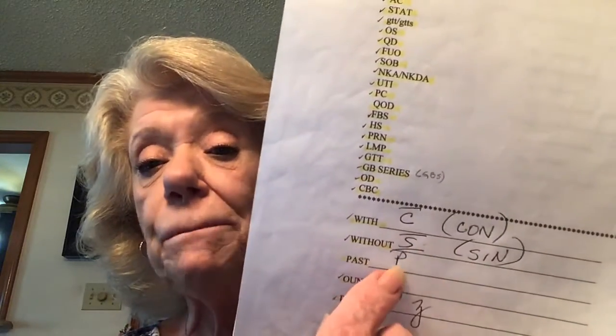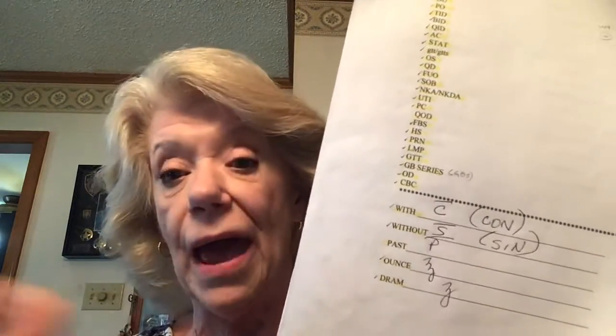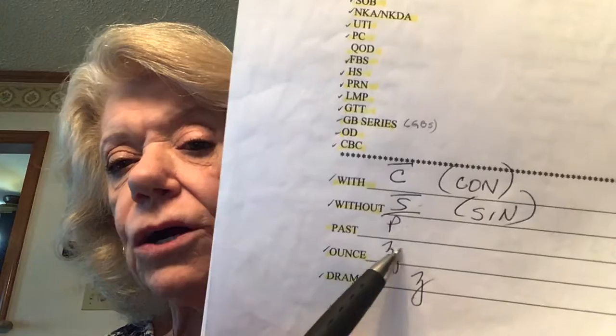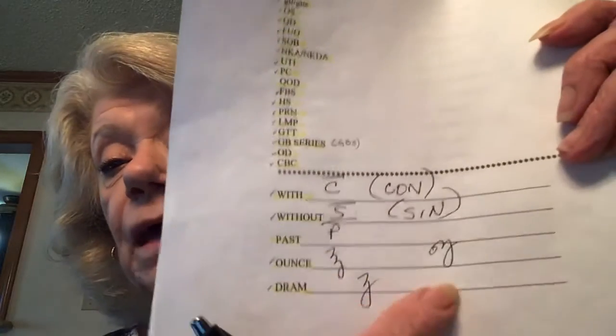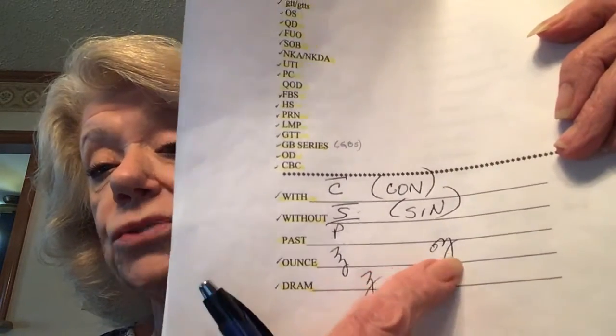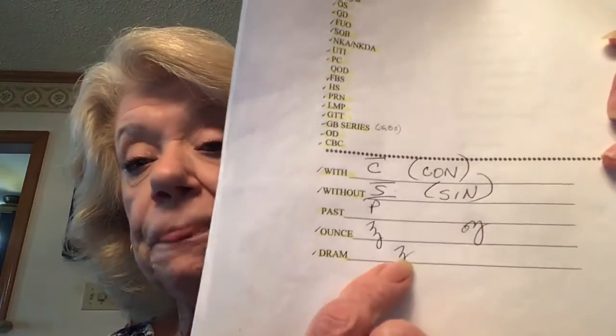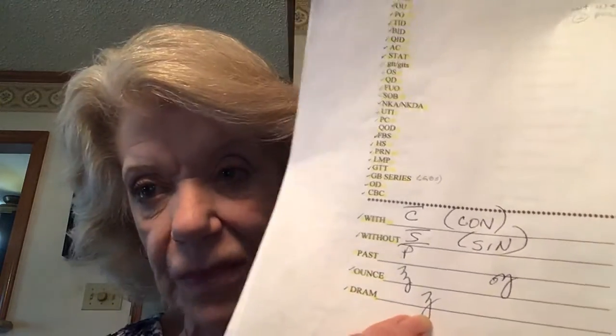Okay, past is P with a line over it. Past or after. Now, ounce, watch this one really closely. Ounce is a cursive Z with an extra loop on top. You no longer do the OZ, but I'm going to show you a little way to remember the extra loop. Normally you would write ounce as OZ. Well, think of this little extra loop up here as the O. O, and then you have your Z, ounce. Dram, which is another measurement, we haven't gotten to that yet, we'll do it next mod. Dram is just a regular cursive Z, okay?